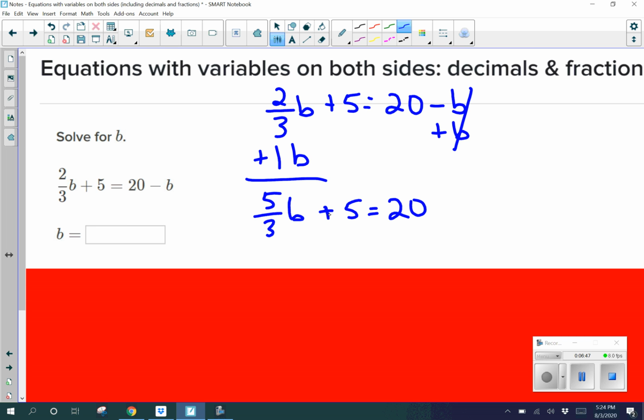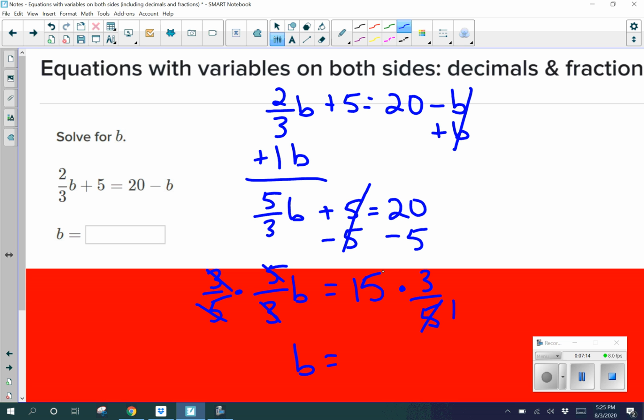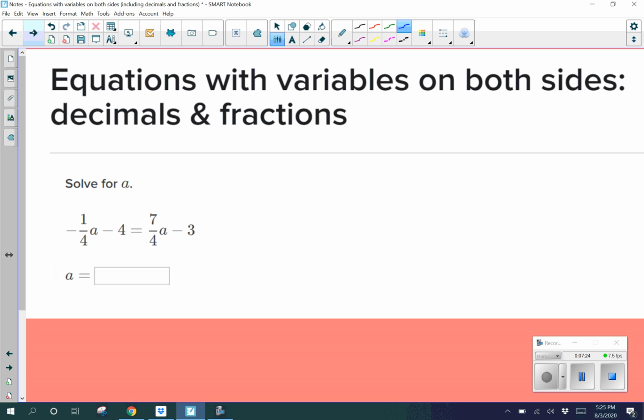Now I'm going to eliminate my constant. I'm going to subtract 5 on both sides. It's going to cancel on the left, and that's going to leave us with 5/3 b equals 20 minus 5 is 15. And how do we get rid of our fraction as a coefficient? Well, we multiply by the reciprocal. So all this cancels out, and what we do on one side, we do to the other. I can cross simplify here, and that's going to leave me with b equals 9, because 3 times 3 over 1 is 9. Okay, let's try another one.